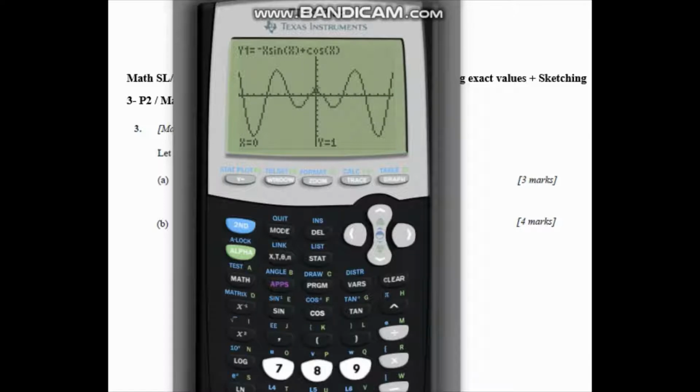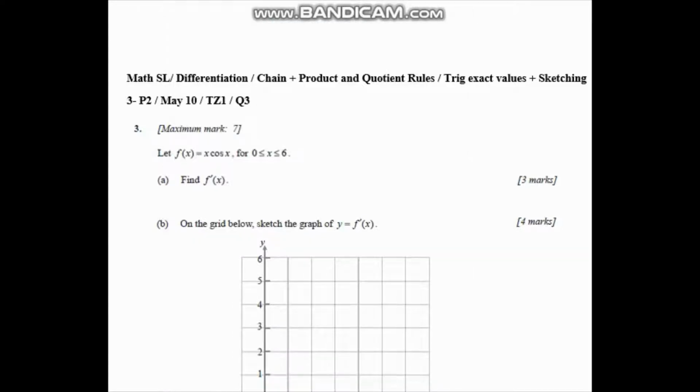This is the graph of the function. However, I still have to make sure that I stick to the appropriate domain that they have specified in the question. Let's take a look at that. The question requires that I sketch within the domain 0 less than x less than 6. So I have to adjust that on the window of my calculator.